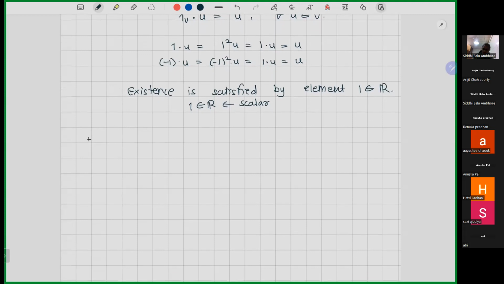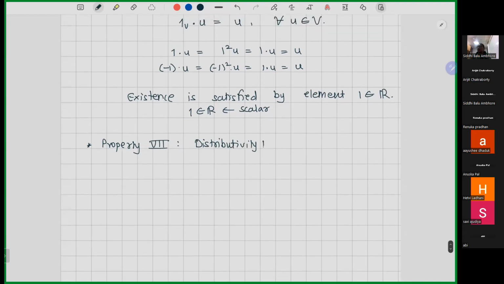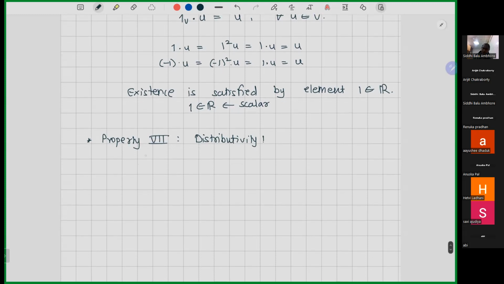Now we would like to check property 7. So property 7 was distributivity. So distributivity means whether the scalar multiplication is distributive or not over addition. Okay, so that is given a in R and u comma v in V, our set V, then we want to check whether a into u plus v is au plus av or not.